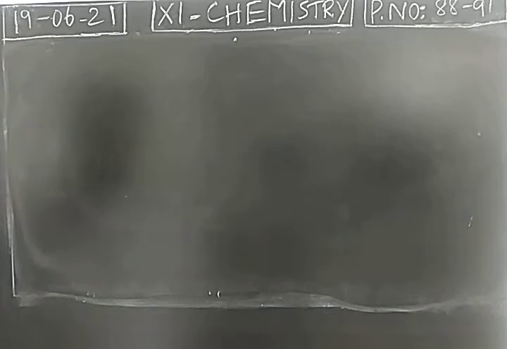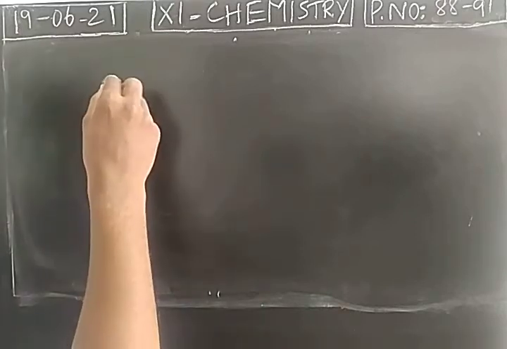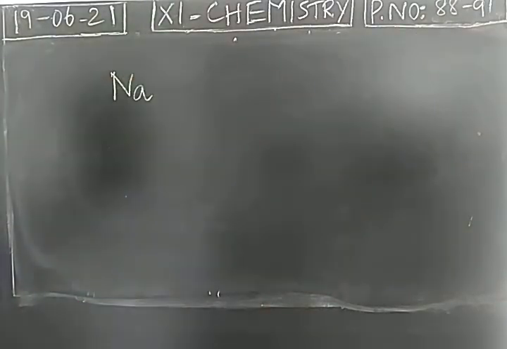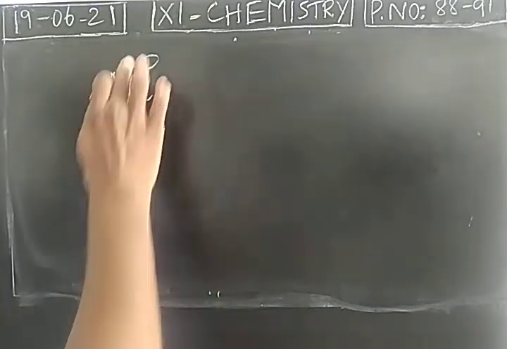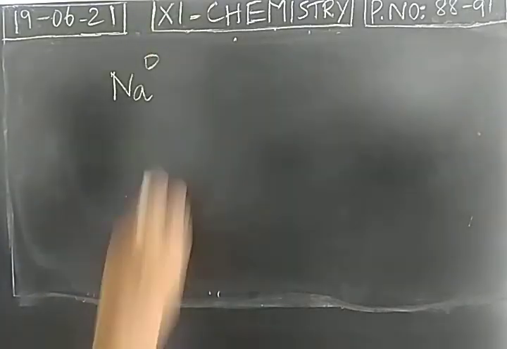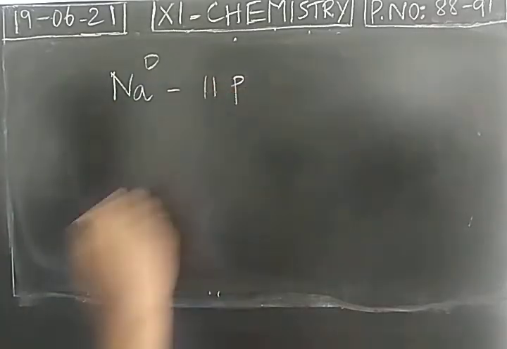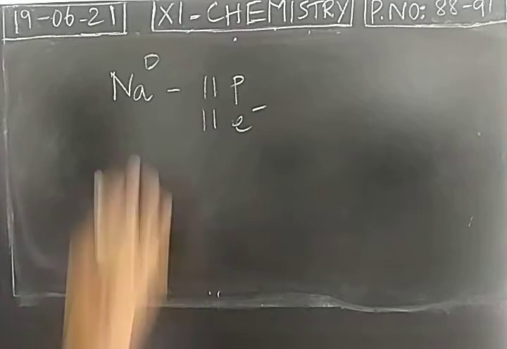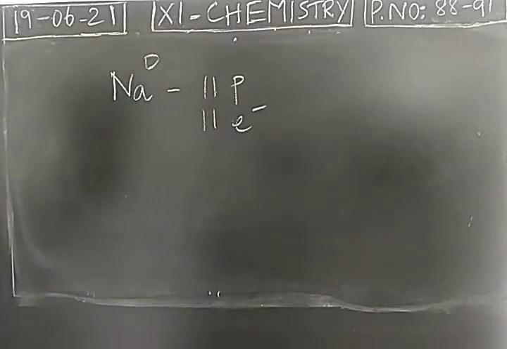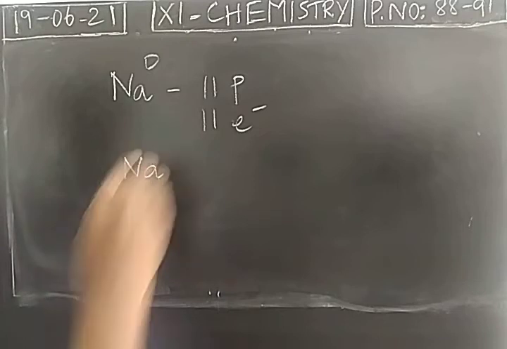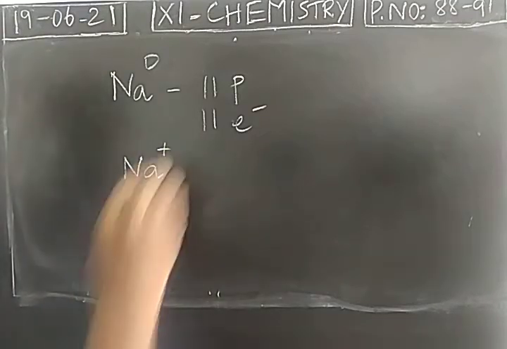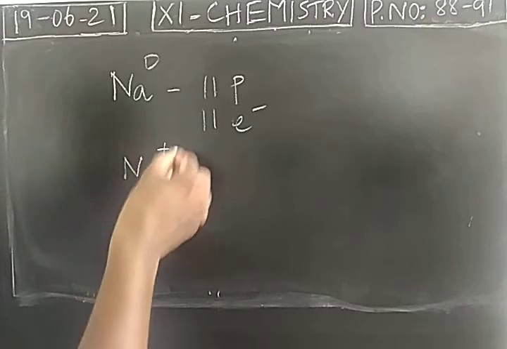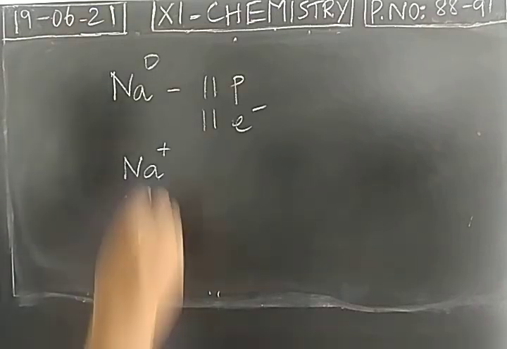And we can express oxidation state also. When you take elements in neutral form, the overall charge will be 0, isn't it? So neutral sodium has 11 protons and 11 electrons, 11 positively charged protons and 11 negatively charged electrons. Overall charge is 0. To attain stability, sodium loses an electron easily, so it forms a sodium cation. Now we can say this as what? Oxidation state of sodium, 1 plus.